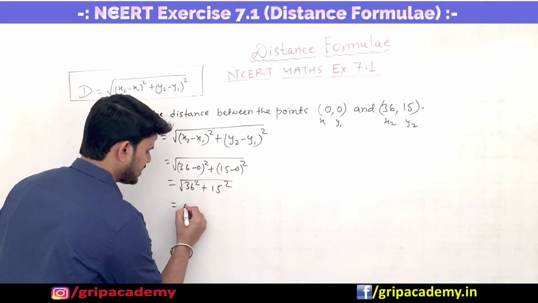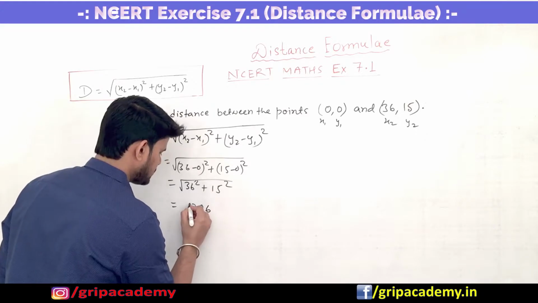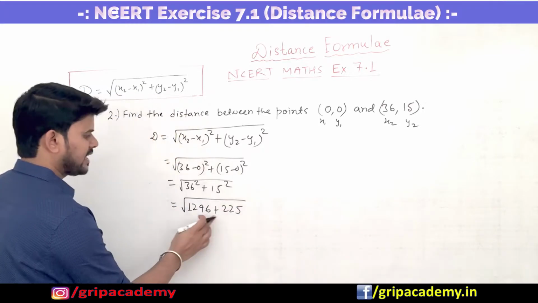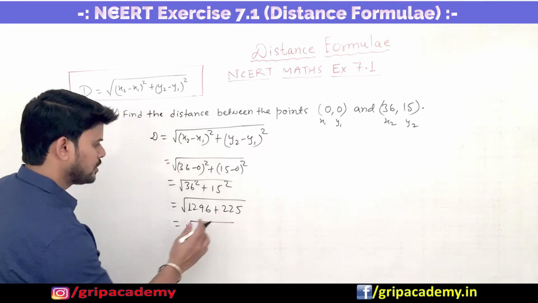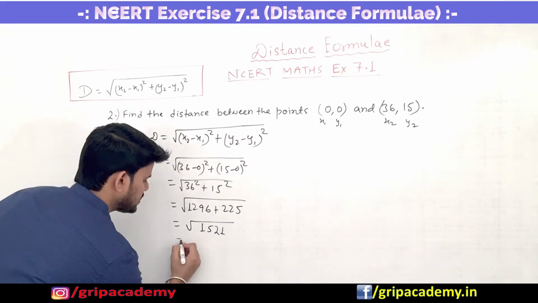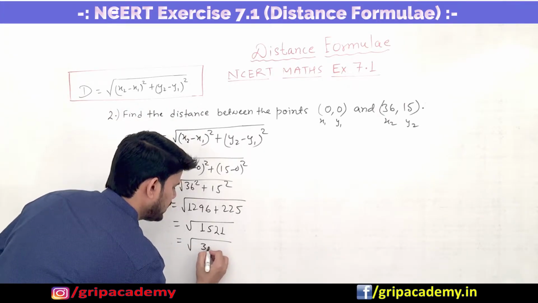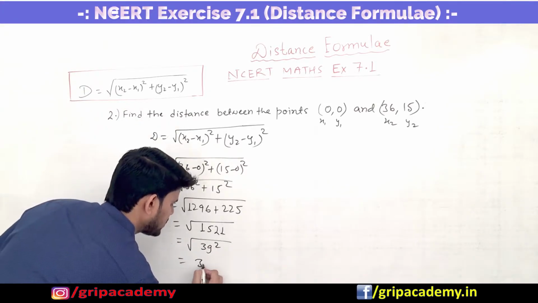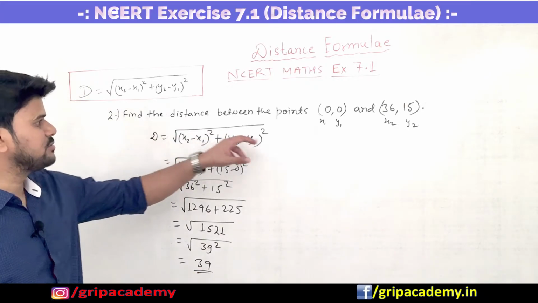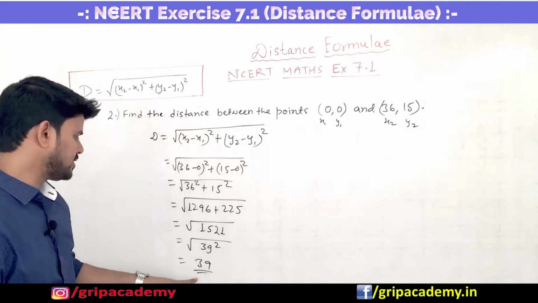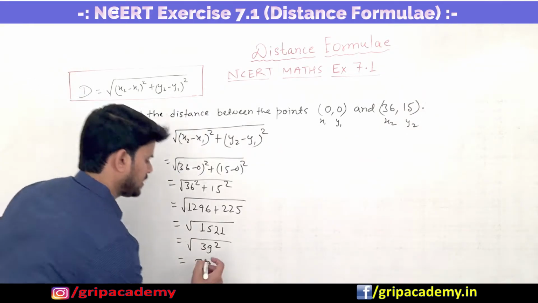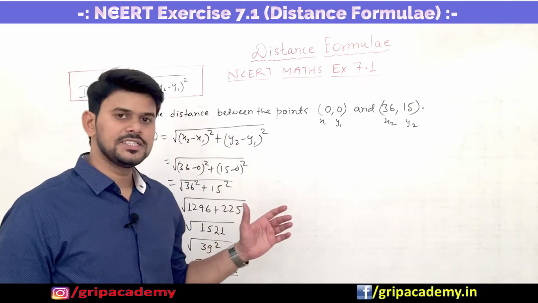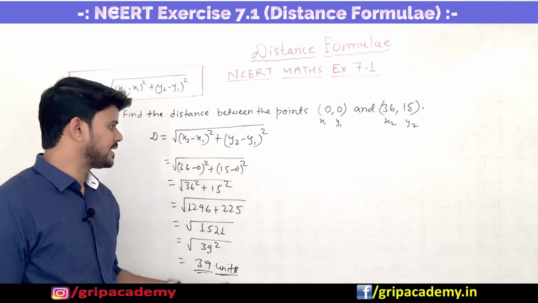Okay. So 36 square is how much? 1296 plus 15 square is 225. So under root of 1296 plus 225 is how much? Under root of 1521, which is nothing but under root of 39 square. So this square and root will be cancelled, so it will become 39. Okay. So distance between point 0, 0 and 36, 15 is how much? 39. Okay. 39 what? 39 units. Because here unit is not mentioned, they have not given whether it is centimeter or meter, hence we will write it as 39 units.